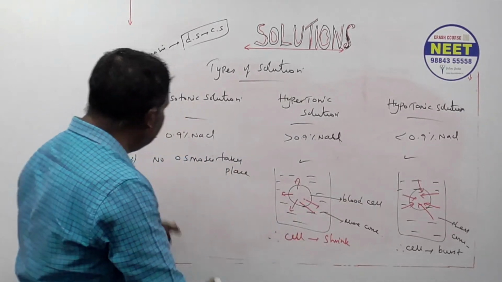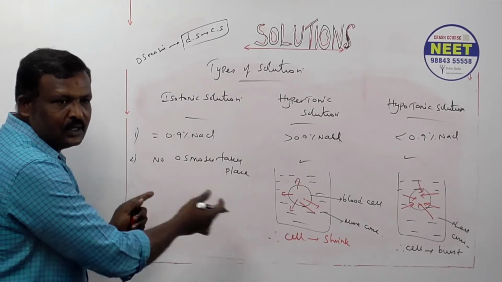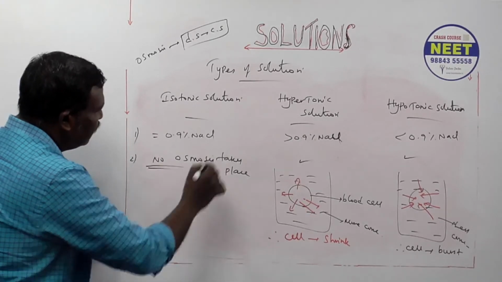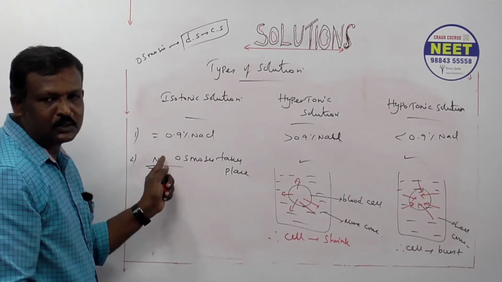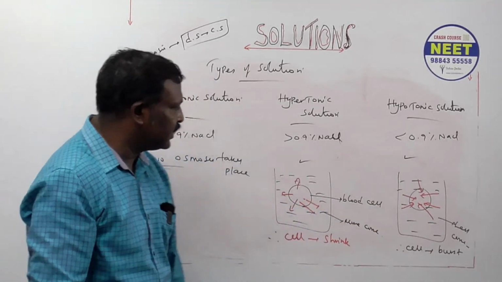Okay, this statement is right. If inside the blood cells and outside the blood cells have the same concentration, then no osmosis taking place. Here osmosis taking place, here also osmosis taking place. Okay, that's right.